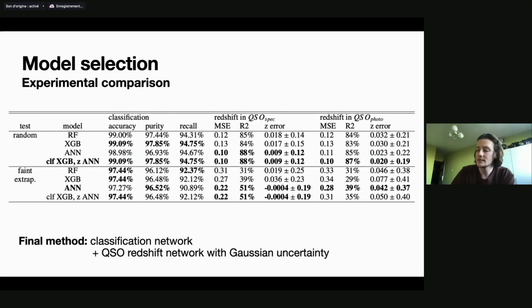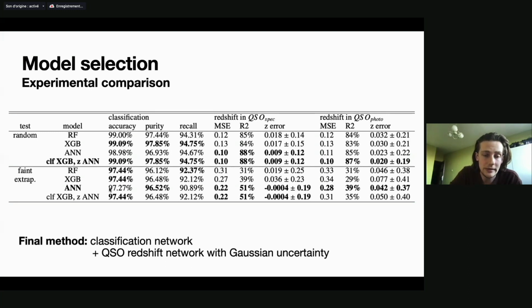And this is another comparison of how this faint extrapolation test helps. On the first rows, this is a comparison of a couple of different machine learning models. On the randomized test, what we get is that extreme gradient boosting works the best for classification, while artificial neural networks work the best for redshifts. So one would probably say that it's best to use XGB for classification and ANN for redshift. And those would be the results.